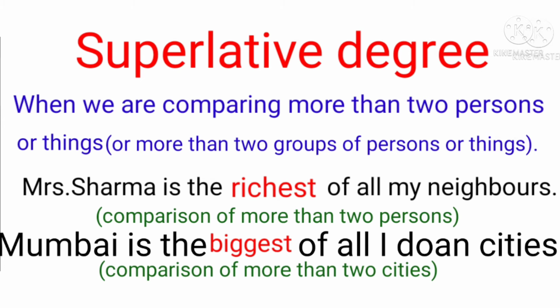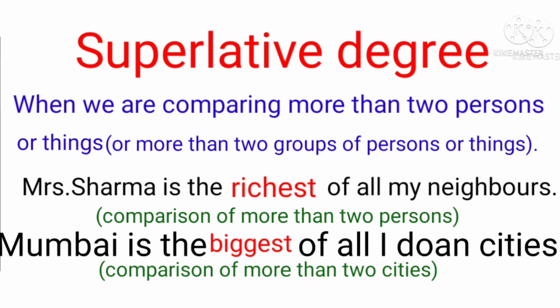Alright, so let's move towards the superlative degree. So what is a superlative degree, guys? Okay, so now dear guys, you have to understand that it is a superlative degree. From its name we can say that we use the superlative degree of an adjective when we are comparing more than two persons or things, or you can say more than two groups of persons or things.